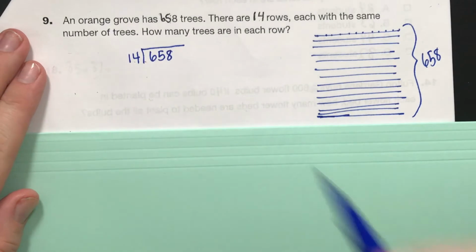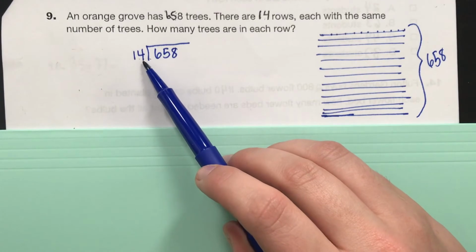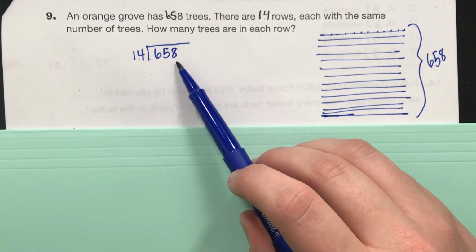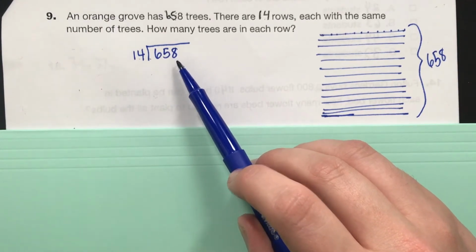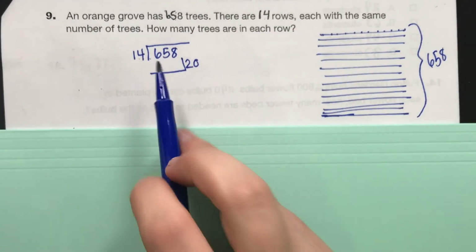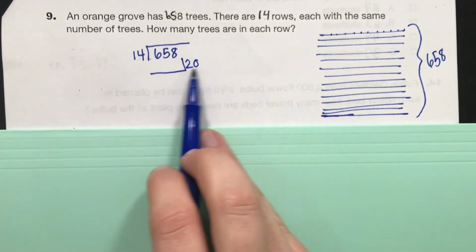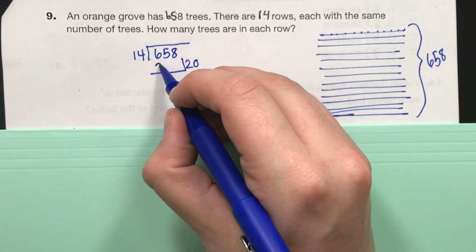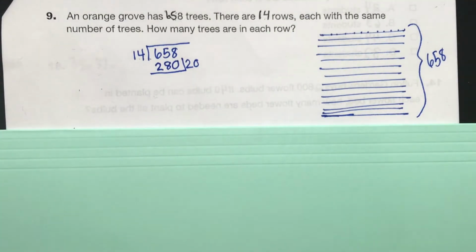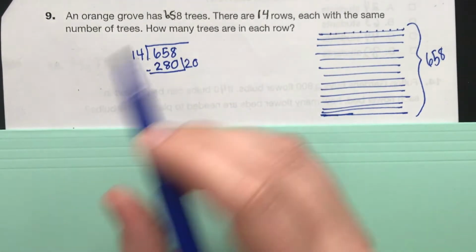Now, you can start with 10. 10 would be an easy place to start, but I know looking at this that 14 times 10 will give me 140, and I'd like to get a little bit closer to 658 than 140, so I'm going to actually start with 20 instead of 10. So I know that 14 times 10 would have been 140, so I can just double that in order to get 14 times 20, and I know that that would be 280. Or you can always just do multiplication off to the side, whatever works for you. But since I know that 14 times 20 is 280, I'm just going to subtract that.